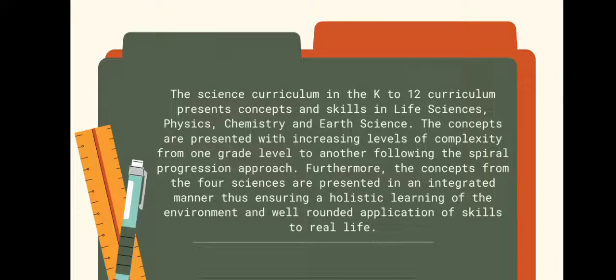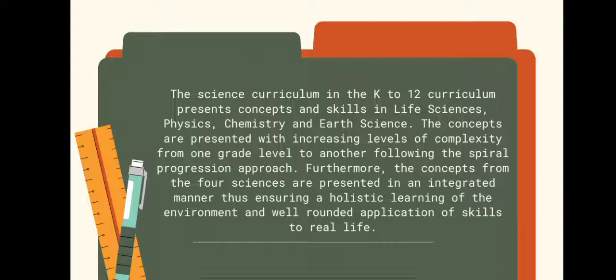The science curriculum in the K-12 curriculum presents concepts and skills in life sciences, physics, chemistry, and earth sciences. The concepts are presented with increasing levels of complexity from one grade to another, following the spiral progression approach. Furthermore, the concepts from the four sciences are presented in an integrated manner, thus ensuring a holistic learning of the environment and well-rounded application of skills to real life.